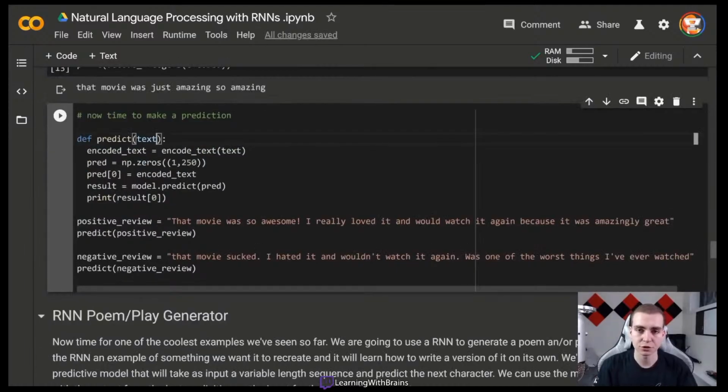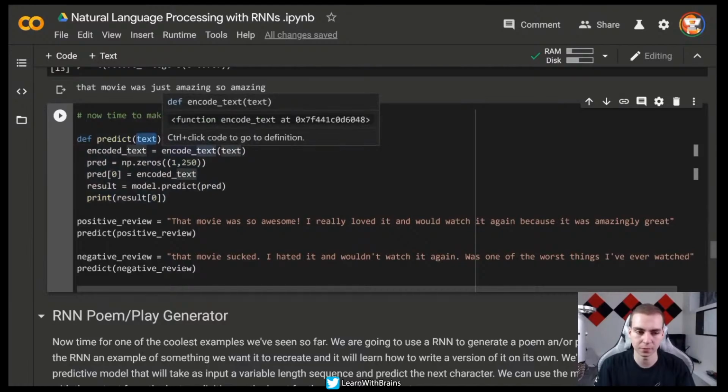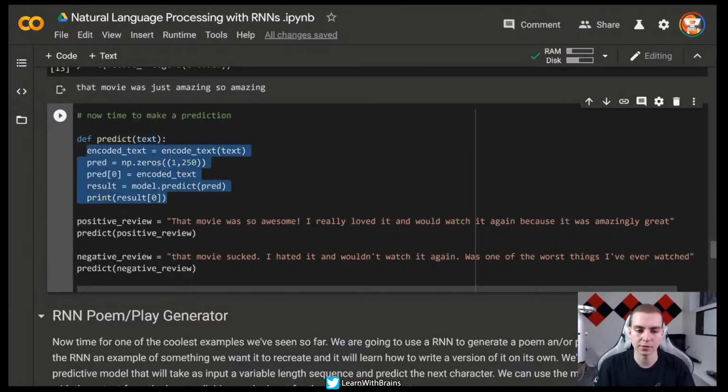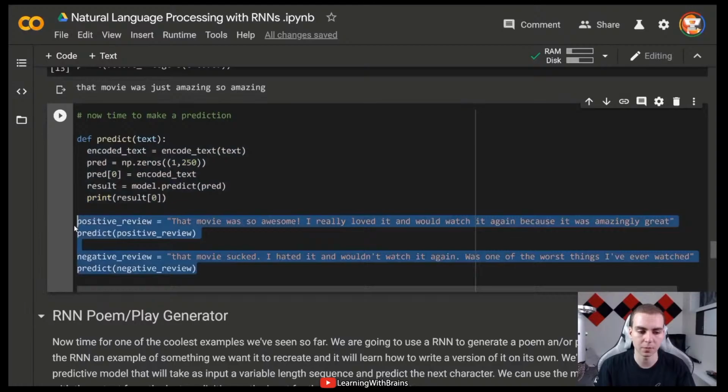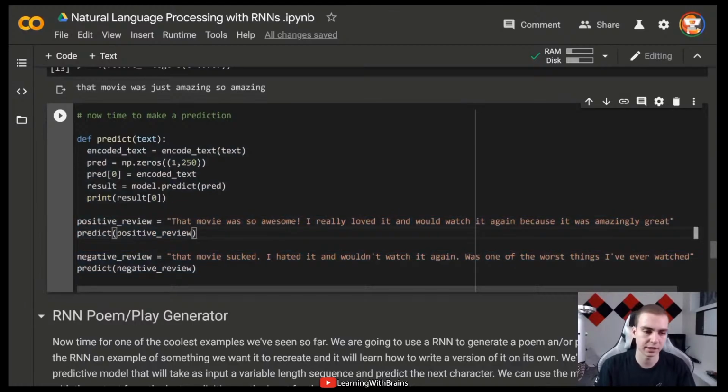Okay, so now it's time to actually make a prediction. So I've written a function here that will make a prediction on some piece of text as the movie review for us. I'll just walk us through quickly how this works, and then I'll show us the actual output from our model making predictions like this.